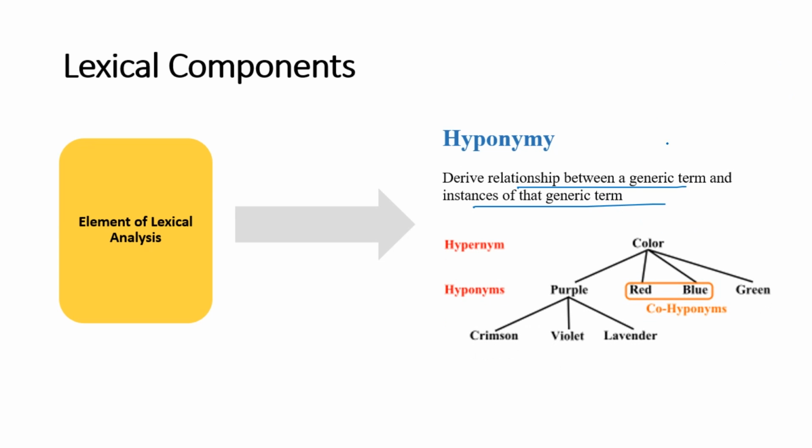As you can see in this example also, we have a generic class called color, and there are instances like purple, red, blue. These are the co-hyponyms, meaning using hyponymy we'll try to identify the relationship between color and its instances. So this is the part of hyponymy.